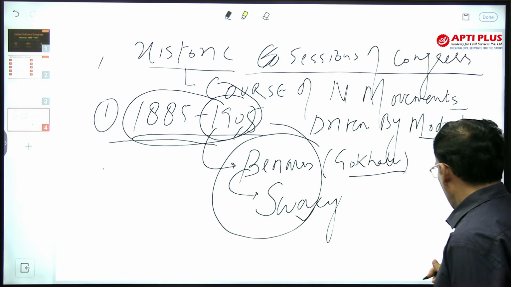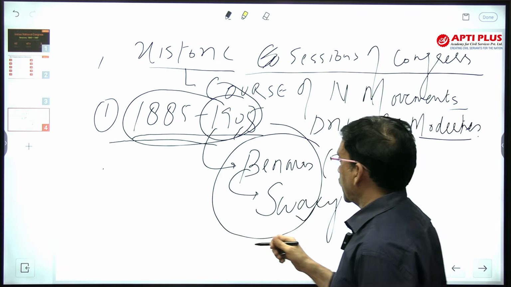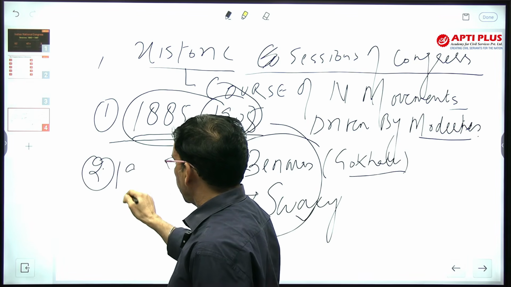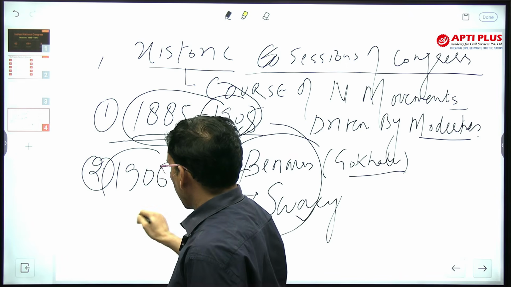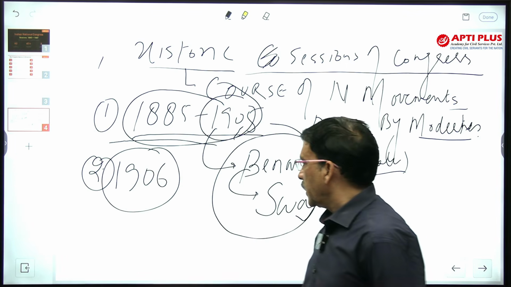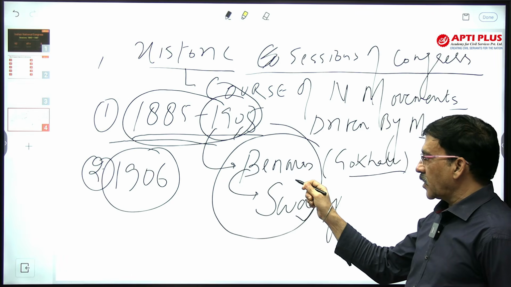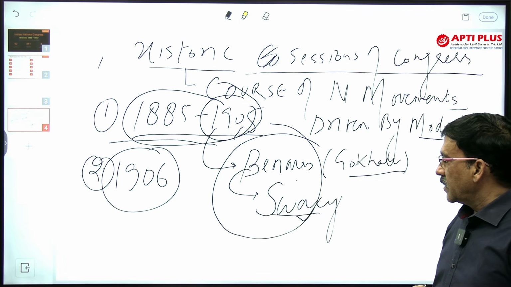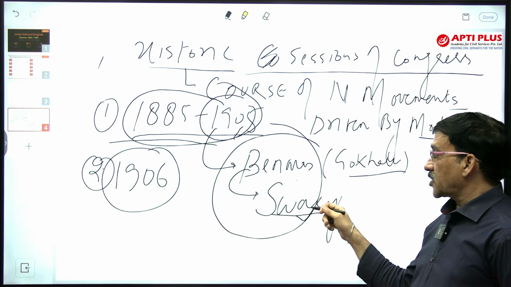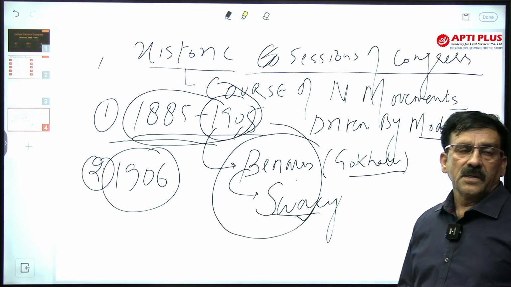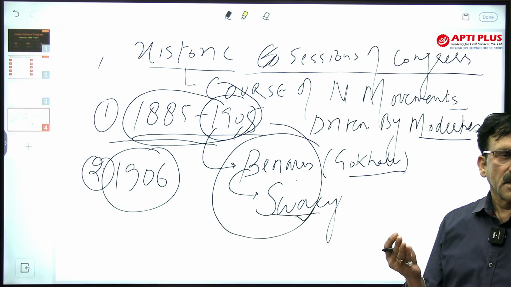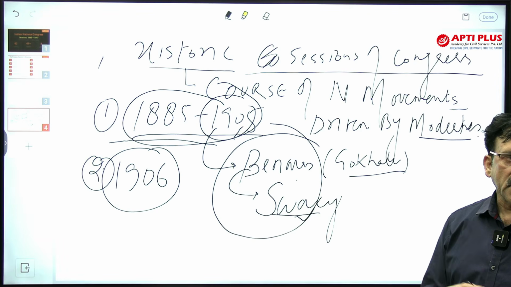Now see what next sessions are coming. It is 1905. The next important session is 1906, Calcutta, Dadabhai Naoroji, because here Bengal got partitioned. Congress passed a resolution of Swaraj, but extremists wanted some more resolutions. More means Swadeshi, boycott and national education, but extremists couldn't get success.